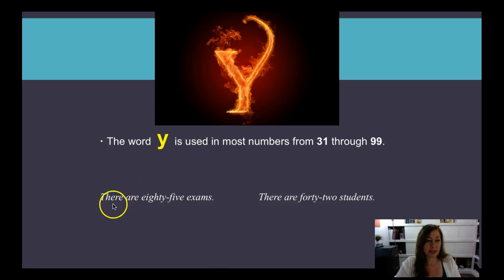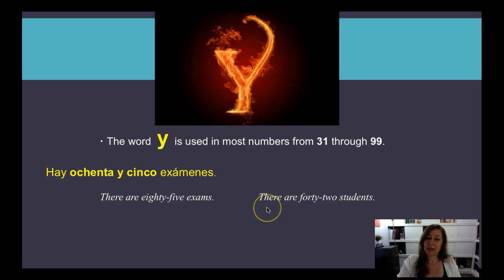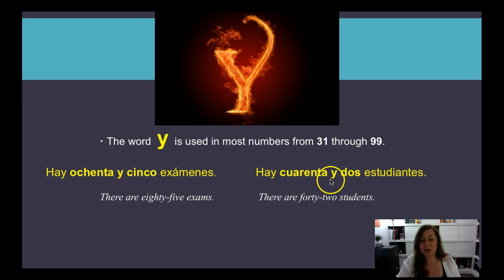So, ¿cómo se dice en español? There are 85 exams. Hay 85 exámenes. ¿Cómo se dice en español? There are 42 students. Hay 42 estudiantes. You see where the little word y just gets thrown in to make that new number.